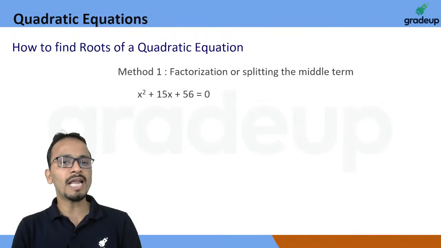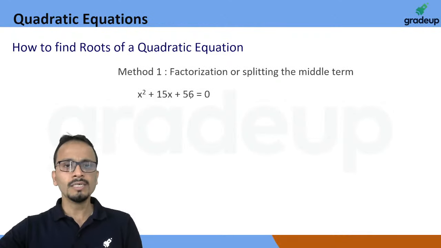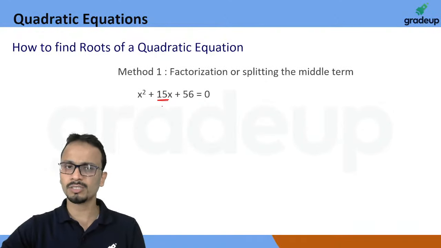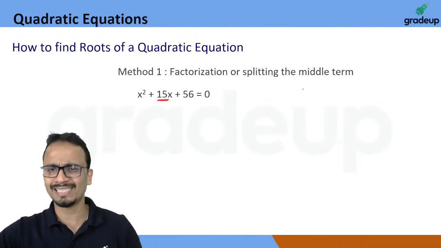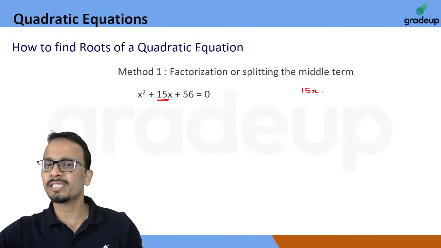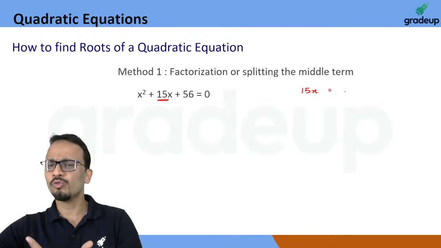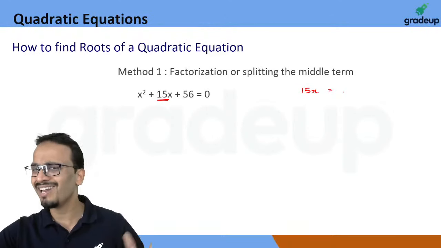So I have considered an equation x square plus 15x plus 56. Now what I'll do is I'll try to split this middle term into two terms. So I'll take an example. 15x is what I have. I can write 15x with the help of any two terms in a lot of ways.